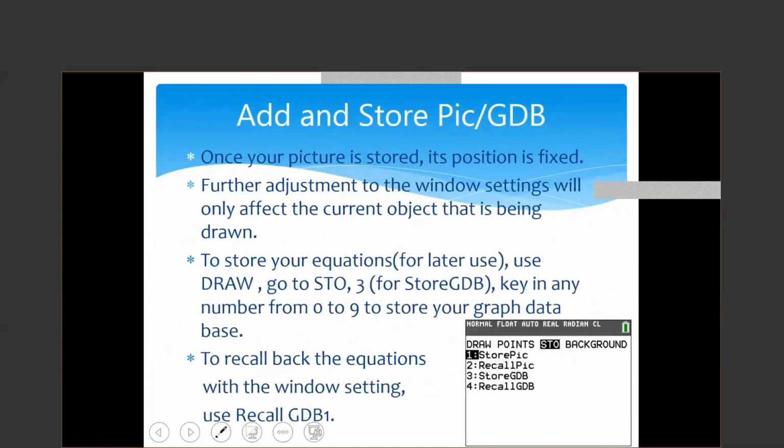Okay, still on storing and recalling picture and GDB. Okay, once your picture is stored, please take note the position cannot be changed anymore. Okay, if you want to adjust the window, let's say further adjustment to the window, it will only change the current object that is being drawn using the equation editor. Any object that use second draw to draw will disappear. Okay, to store your equations for later use, you store in GDB. To store picture, you go store picture. So there's a difference. Okay, so same to recall back the equation, you use recall.